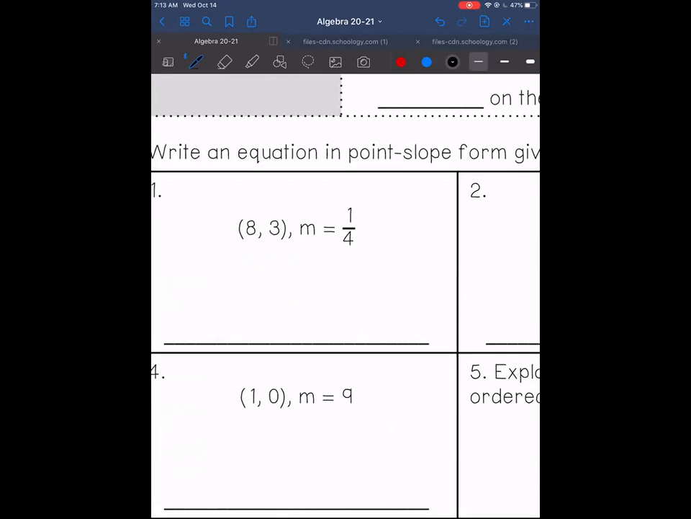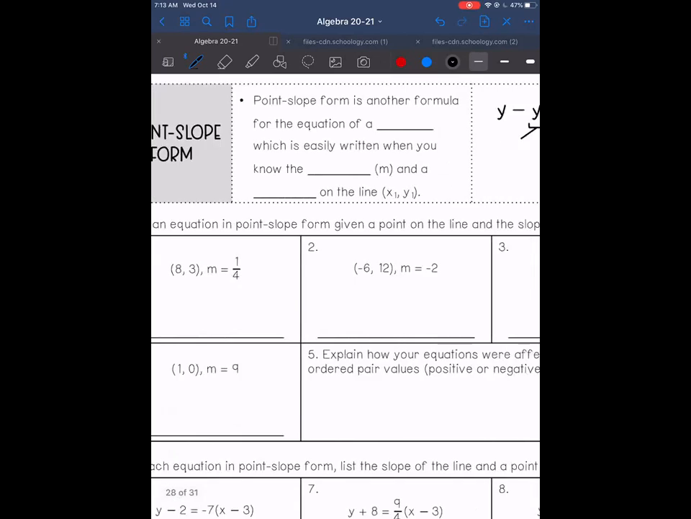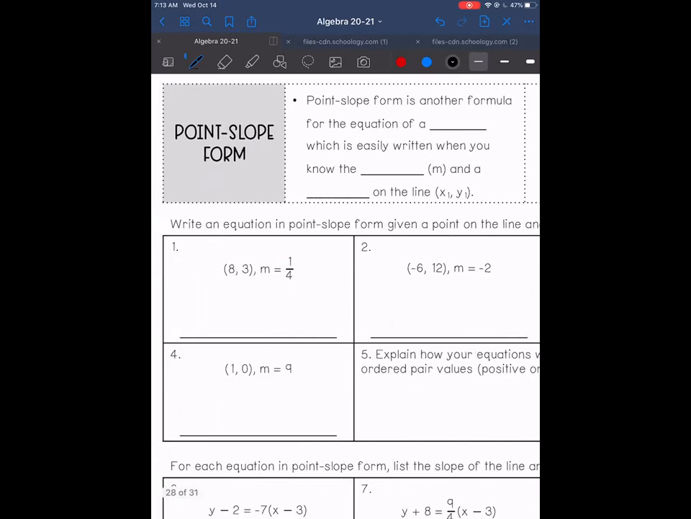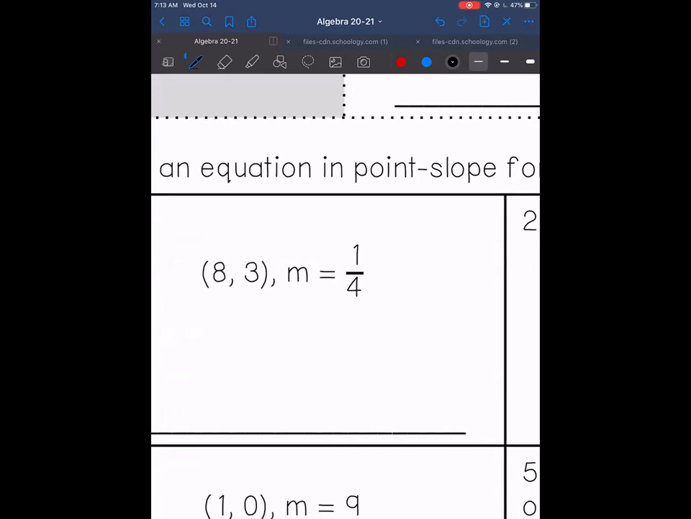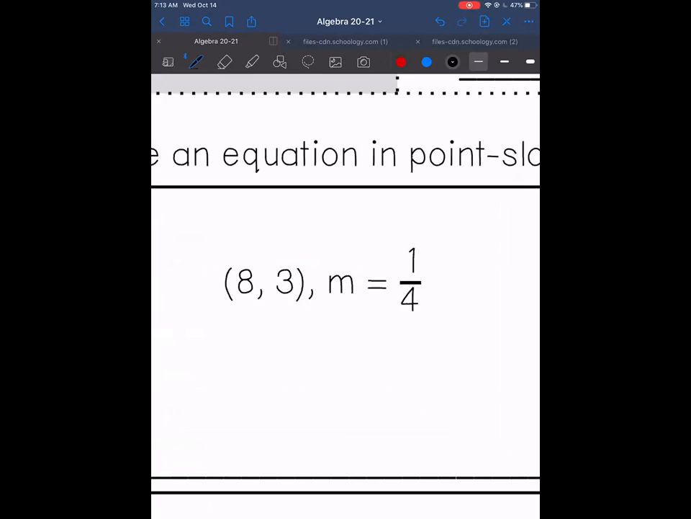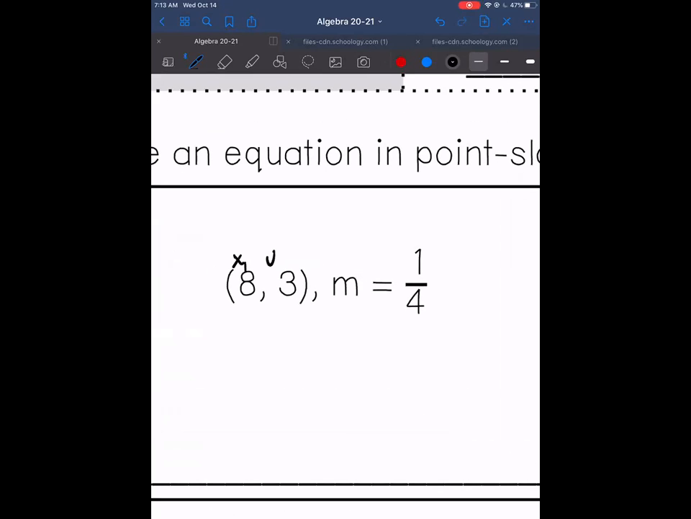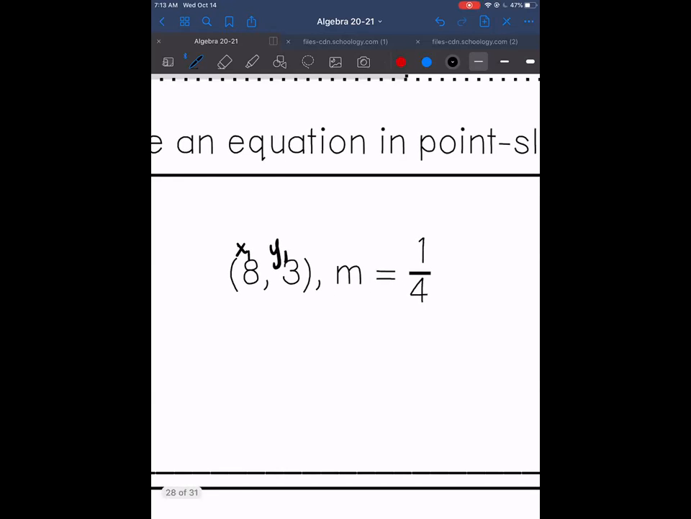All right. We're going to write an equation in point slope form given a point on the line and the slope of the line. So here's our point and here's our line. This is our x1. This is our y1. I know this because every coordinate ordered pair comes in xy. It does not switch. So I need y minus y1 equals m times x minus x1.